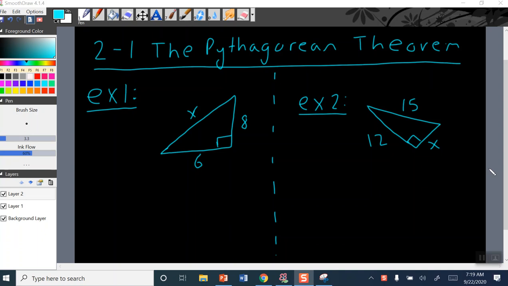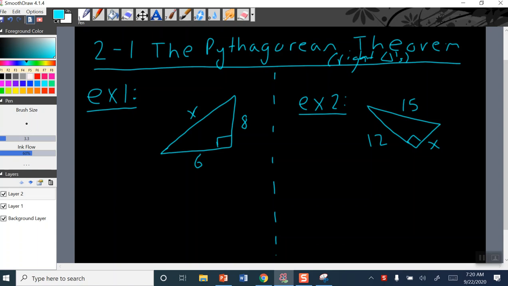Okay, and welcome to the next section in 2-1, the Pythagorean Theorem. Now, what is the Pythagorean Theorem? It allows us to solve for the missing sides of right triangles, and that is so key for you to know. We can only find the missing sides of right triangles using the Pythagorean Theorem. So let's take a look at example 1.